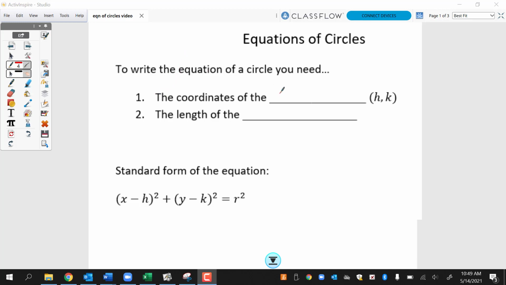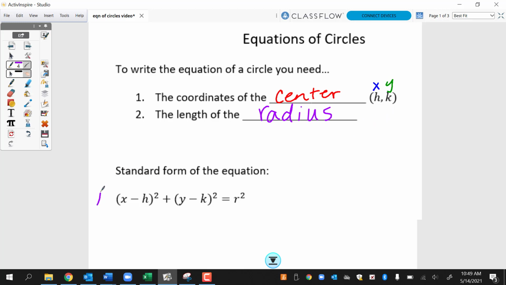You need the coordinates of the center of the circle, and we know that's going to be in parentheses, two numbers. We know the first number is usually our x number. They're using the letter h to represent that. And then our second number is the y number, and they use k. That's the first thing we need, the center. The second thing we need is the length of the radius, from the center to the edge of the circle.